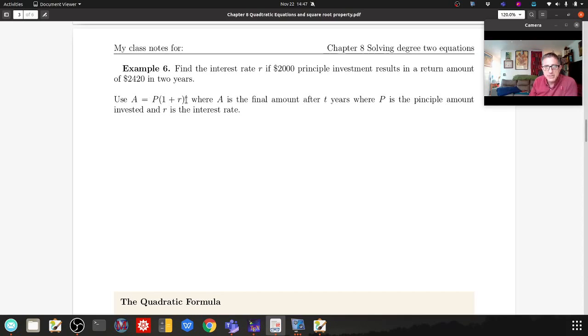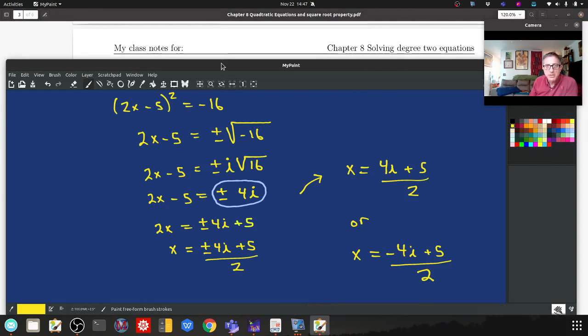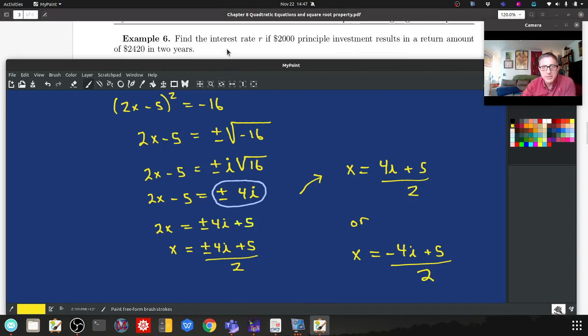So t is our exponent, and the base is 1 plus r, where A is the final amount. So in this case, it's going to be $2,420 after t years. So we have 2 years. So t is equal to 2. And P is the principal amount. So the principal amount is $2,000. And r is the interest rate. So let's go ahead and solve this.